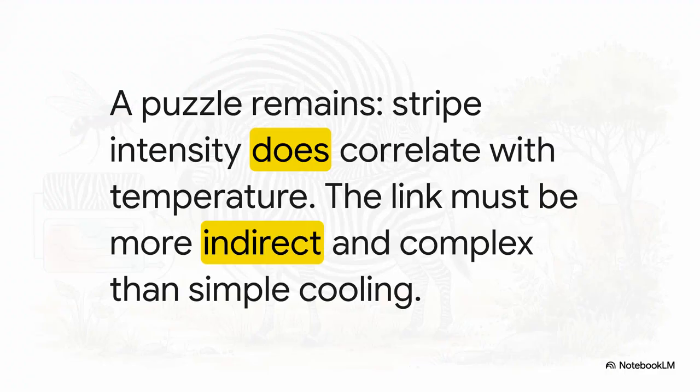Okay, but hold on, because this is where the plot thickens. Even though that specific cooling model was wrong, scientists still found a really strong link. The hotter the place a zebra lives, the more intense its stripes are. So, temperature is definitely part of the story, but the connection is way more complex than just mini fans on their skin. And this little puzzle? This is the clue that leads us to the real answer.